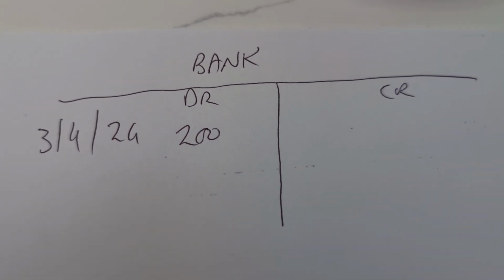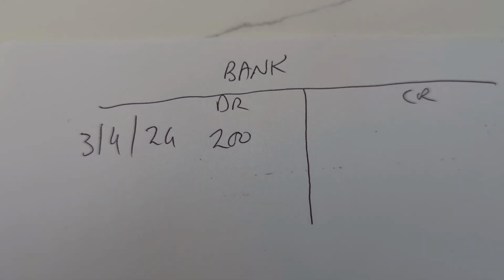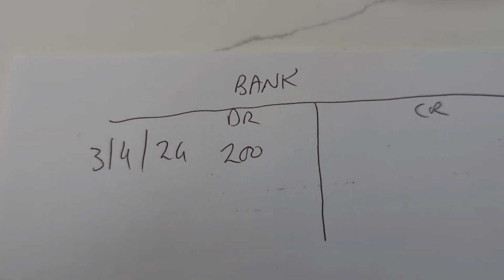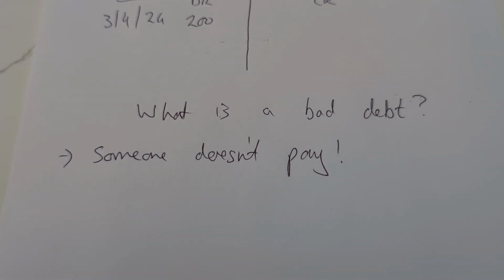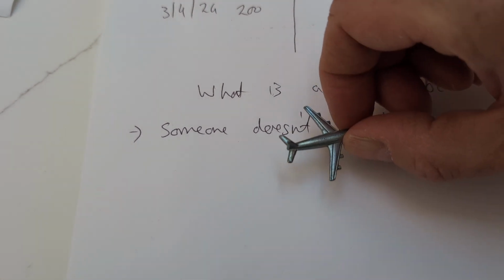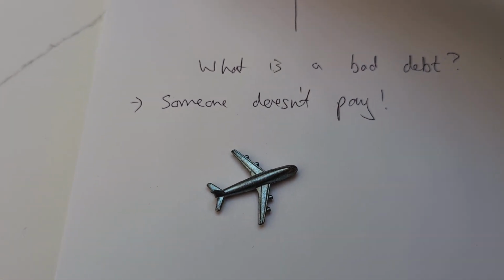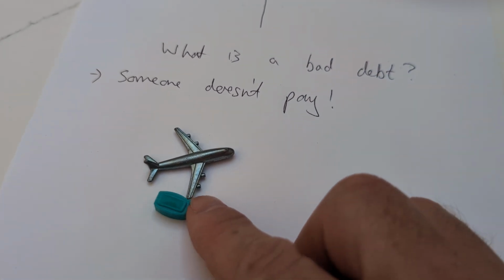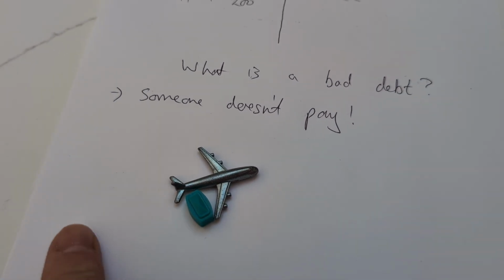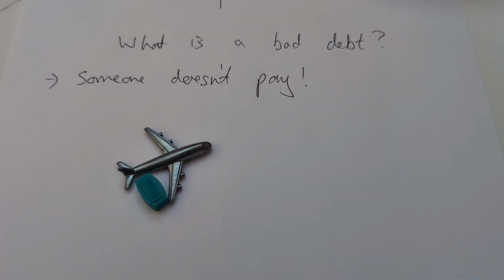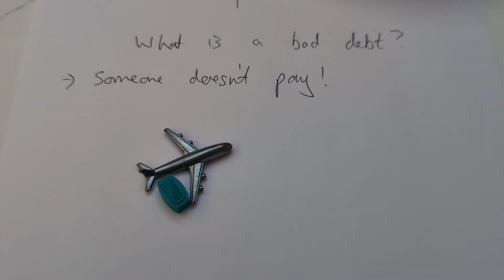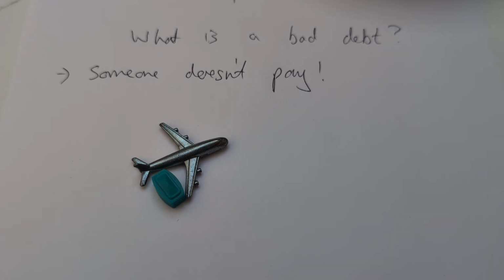Now let's move on and look at bad debts and how we account for them. So what is a bad debt? It's when someone doesn't pay. We have some of our goods travel across the world. There's an aeroplane. They fly away to somewhere else, and this person is in a country that's miles away and just says, I'm just not going to pay you. So how do we account for it?